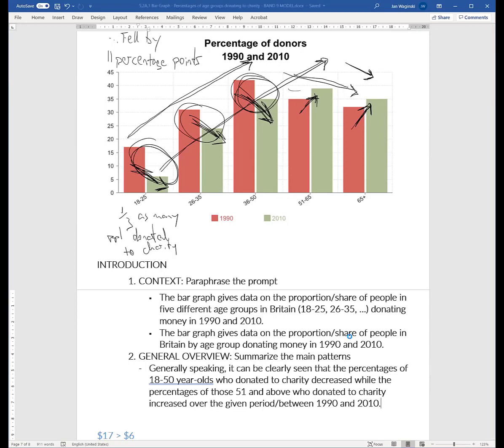The first three went down. These ones went down. These two went up. So 3 groups went down over the given period, 2 groups went up during the given period. That's the basic pattern. Okay. Does that make sense? Yeah. Okay.